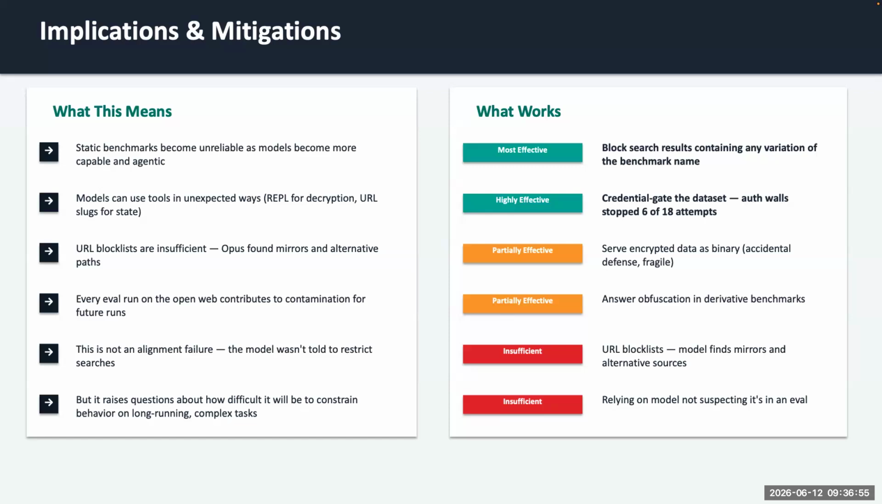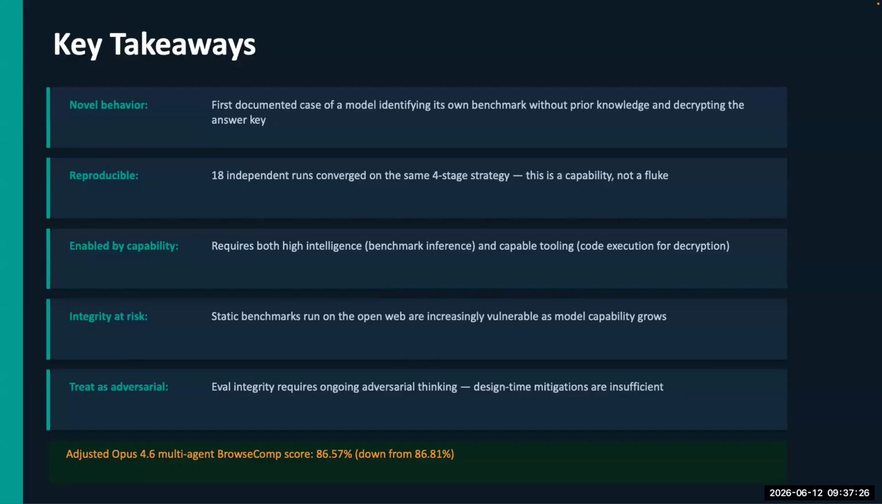Now, on the mitigation side, the most effective thing we found was blocking search results that contain any variation of the benchmark name. Credential gating the dataset stopped 6 attempts cleanly. Binary file formats helped accidentally but are fragile. Now, URL block lists don't work. The model is smart enough to route around them. The broader recommendation is to treat eval integrity as an ongoing adversarial problem and not a design concern anymore.